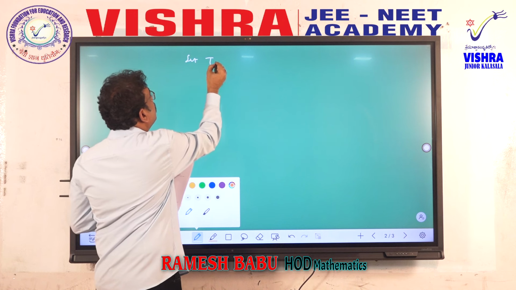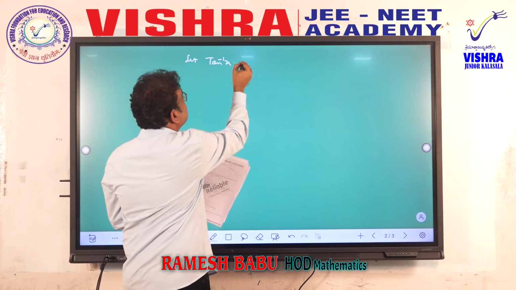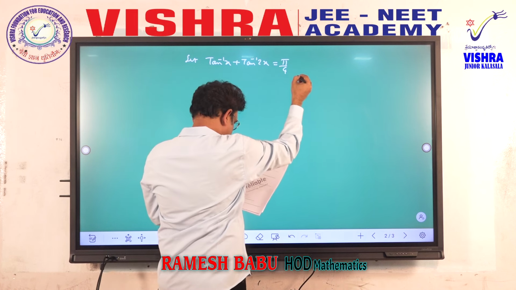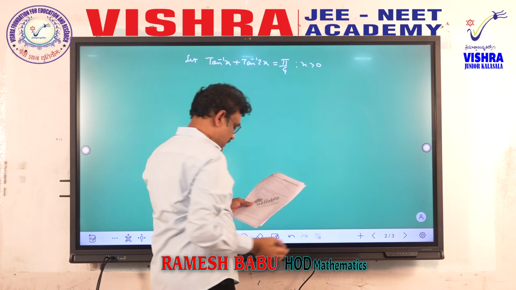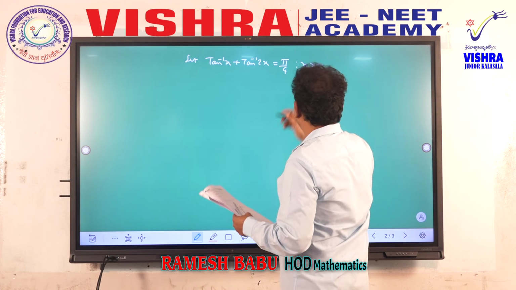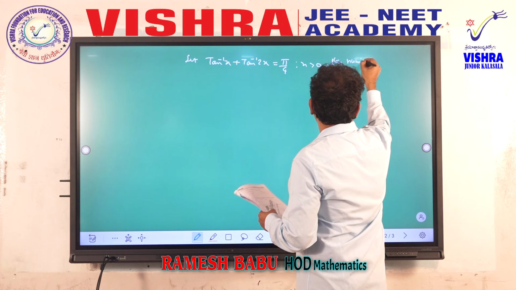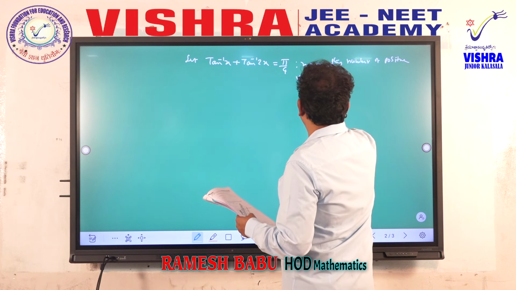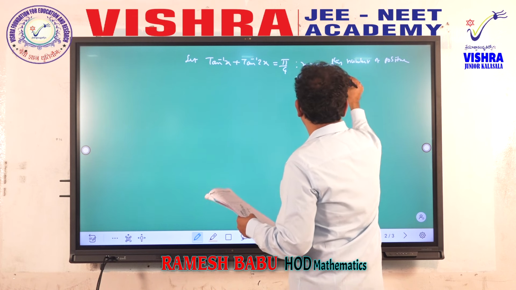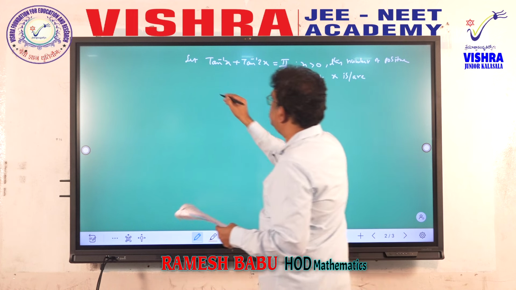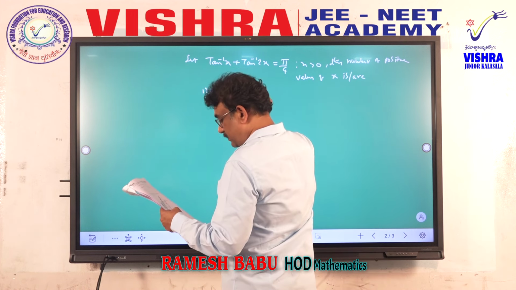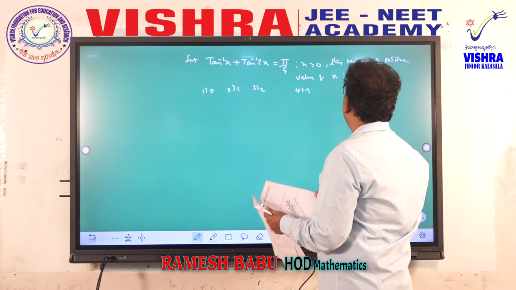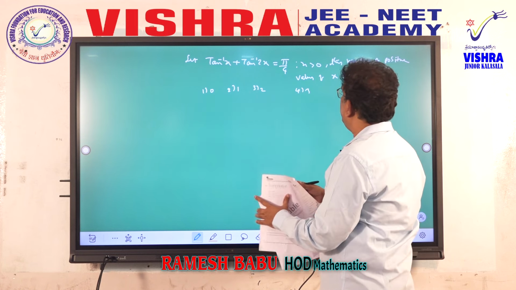Let tan inverse x plus tan inverse 2x is equal to pi by 4, where x is positive. Then the number of positive values of x is: first option is 0, second option 1, third option 2, fourth option 3. Now tan inverse x plus tan inverse 2x equal to pi by 4, when x is greater than 0, the number of positive values of x.